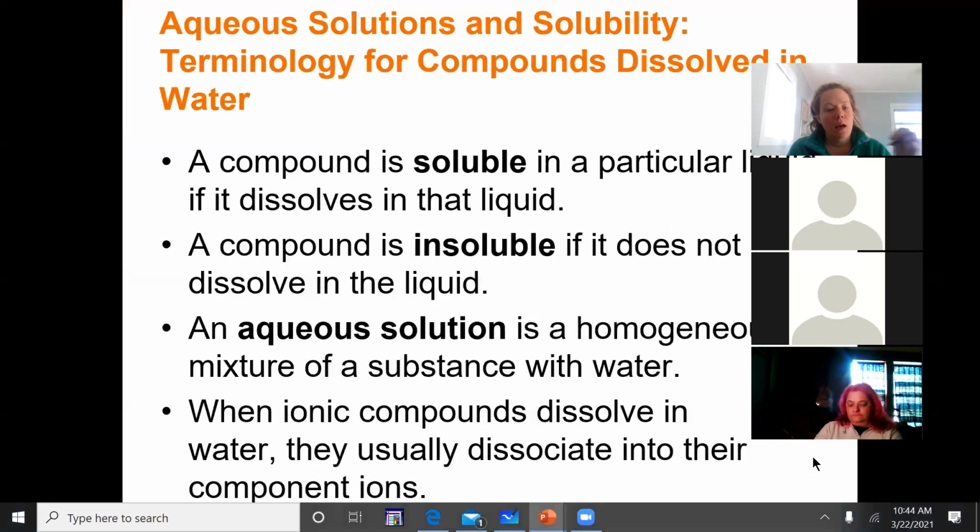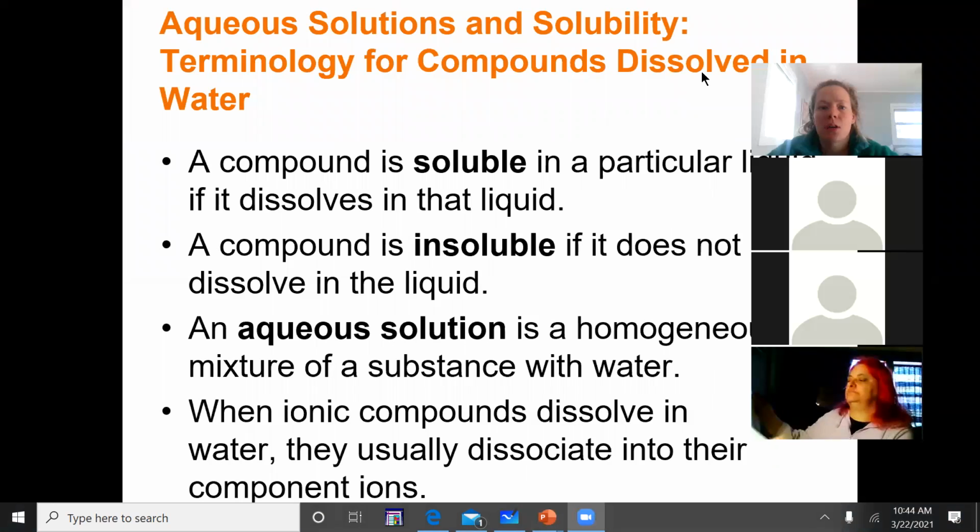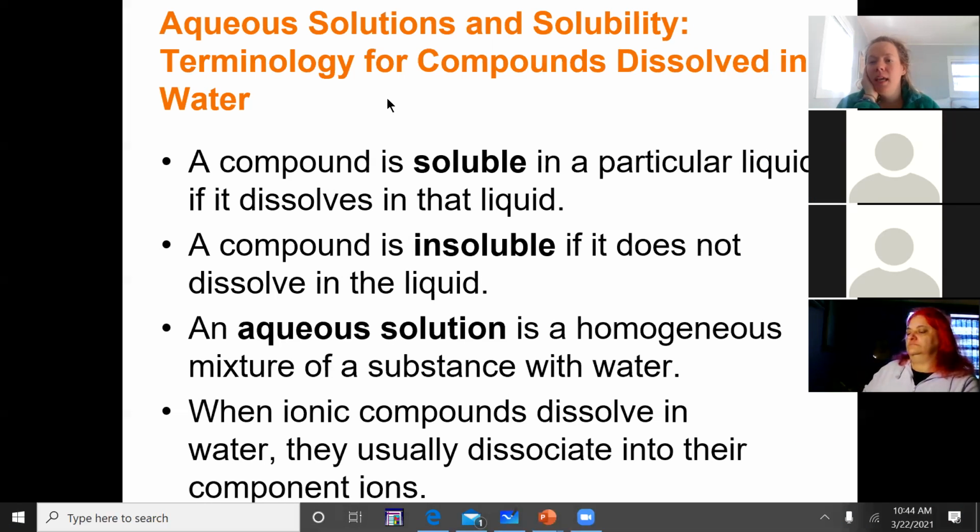So when looking at an equation, we need to talk about solubility and aqueous solutions. So if something is aqueous, or rather a compound is considered soluble when it dissolves in that particular liquid. A compound is considered insoluble when it doesn't dissolve. And an aqueous solution is a homogeneous mixture where a substance is dissolved within water.